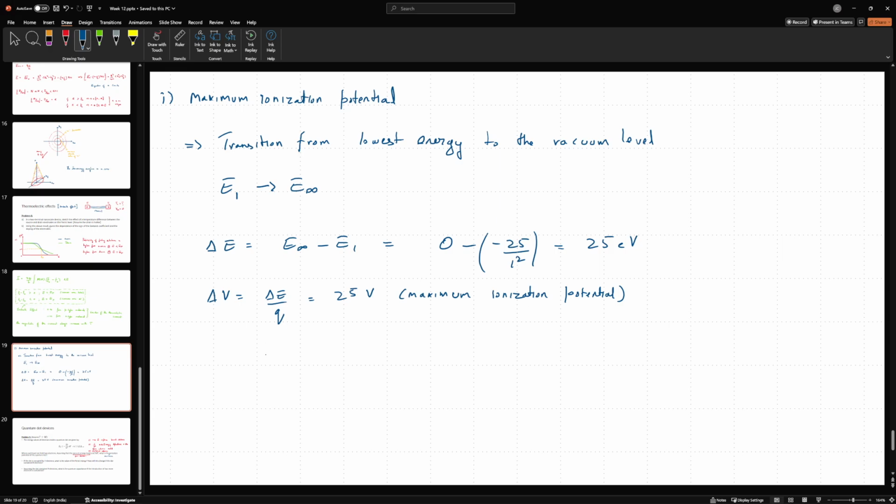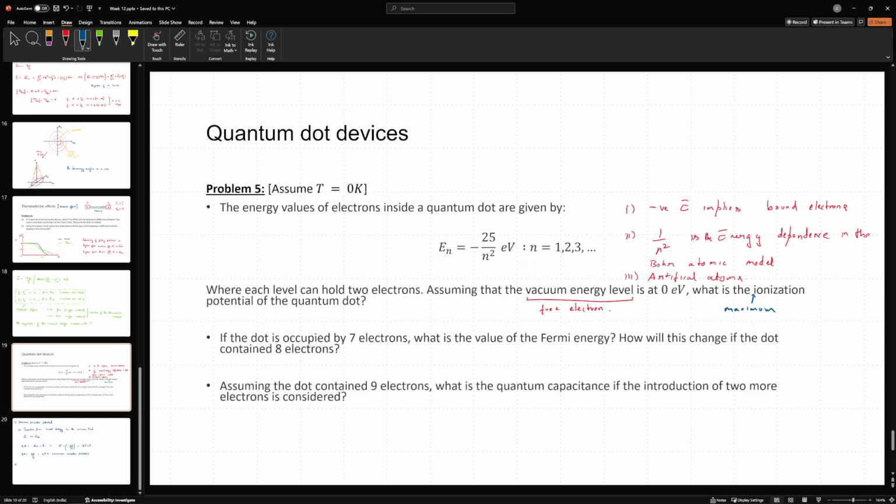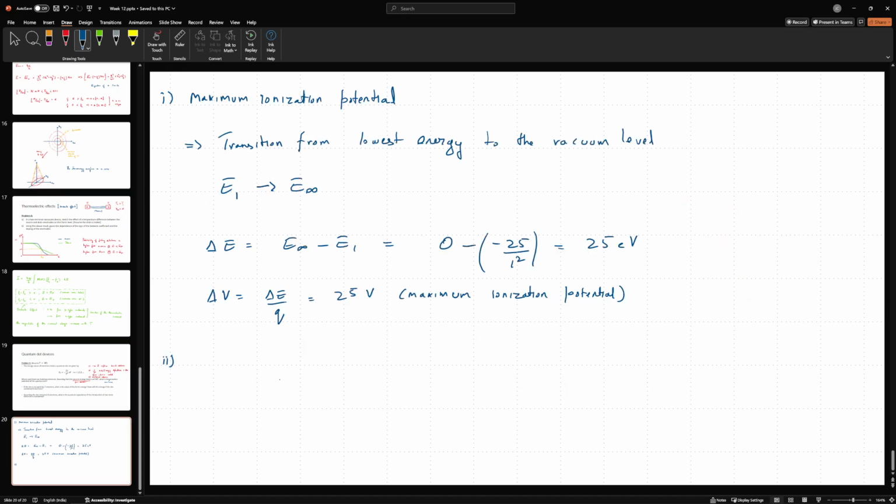Okay, yes. So then, what was the second question? Second question is, oh, I forgot to load this. Second question is, if the dot is occupied by 7 electrons, what is the value of the Fermi energy? And how will this value change if the dot contained 8 electrons? So this was a question that was also previously discussed. So let us, in any event, look at the situation.